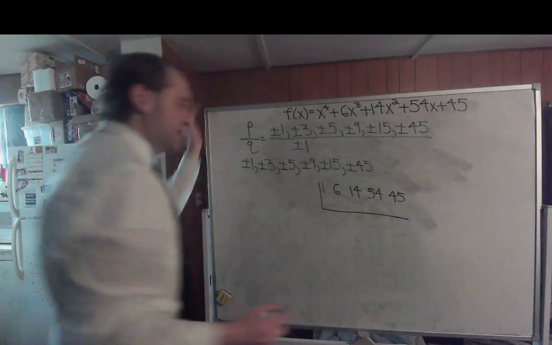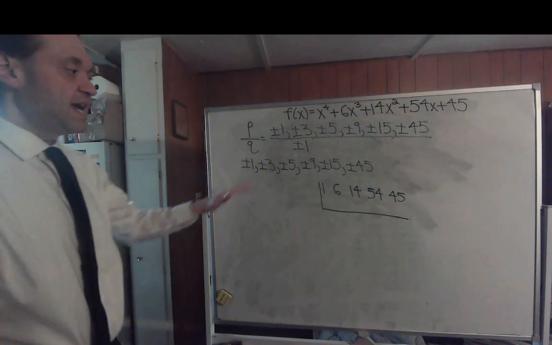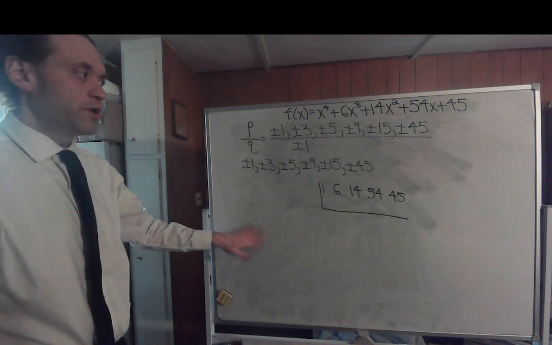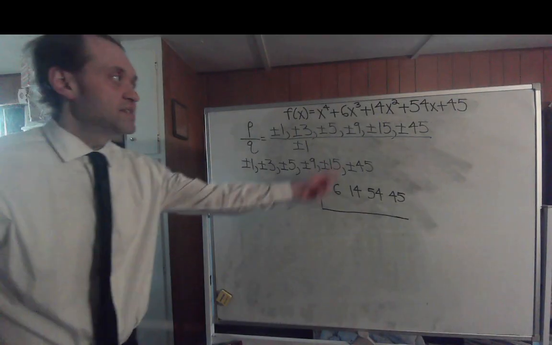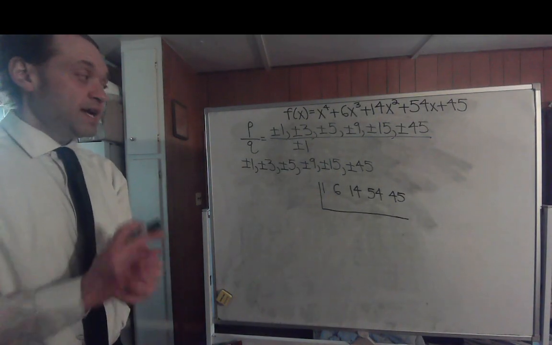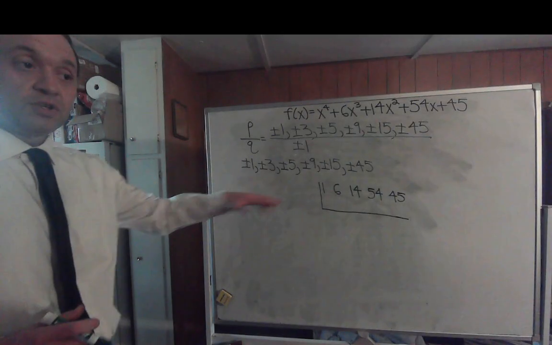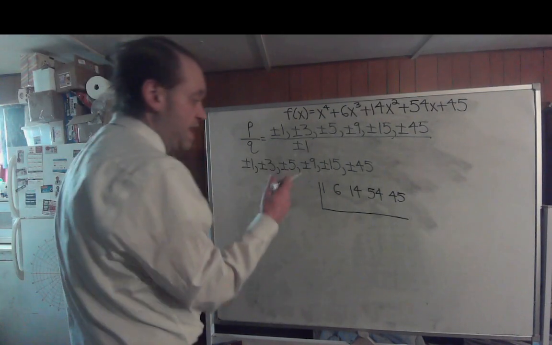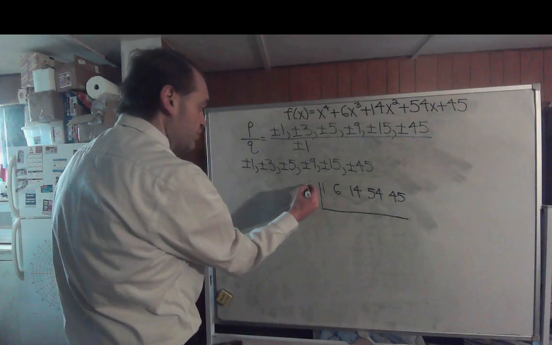Well, let's just look at this here real quick. If you take any positive rational zero, you're always going to get a remainder, right? Because everything's positive. So that cuts this list in half. All that's really going to work are negative rational zeros. So let's try negative 1.